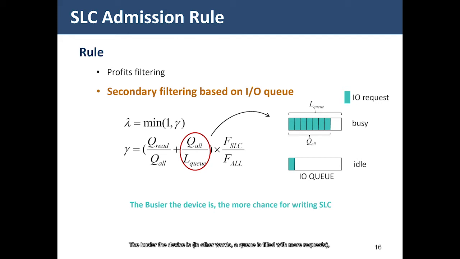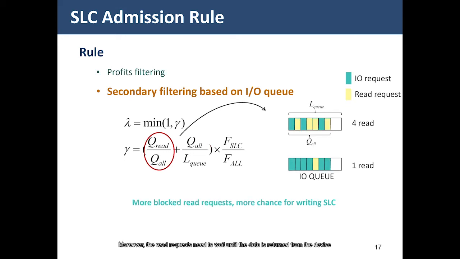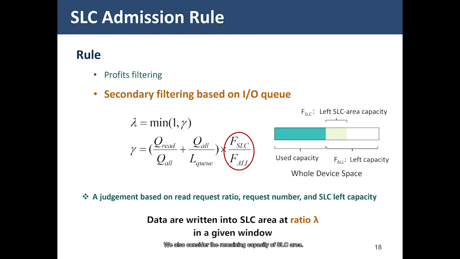The busier the device is, in other words, the more requests the queue is filled with, the more chance we give the request to be written into the SLC groups. Moreover, the read request needs to wait until the data is returned from the device, while the write only has to submit a request. So, if there are more read requests in the queue, the request has more chance to be written into the SLC groups. We also consider the remaining capacity of the SLC area.